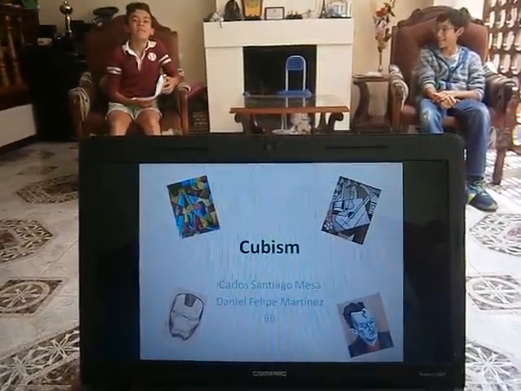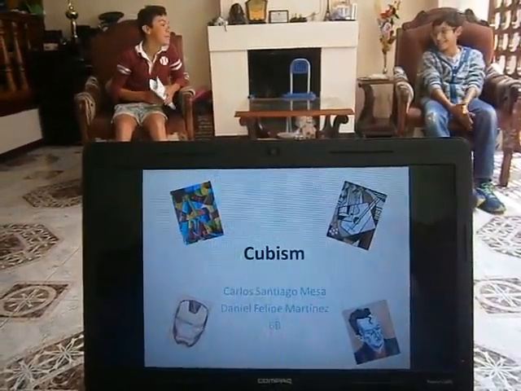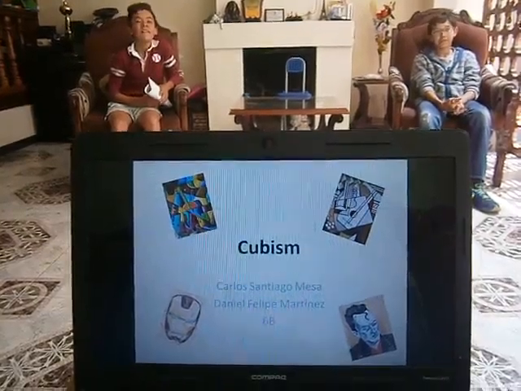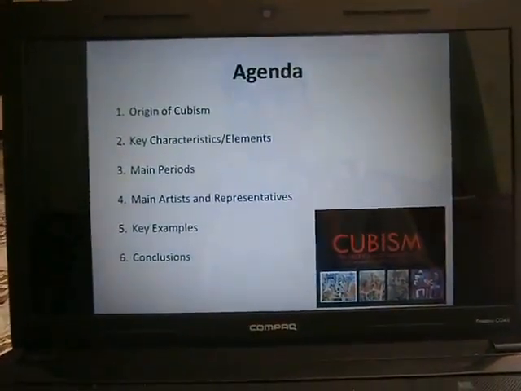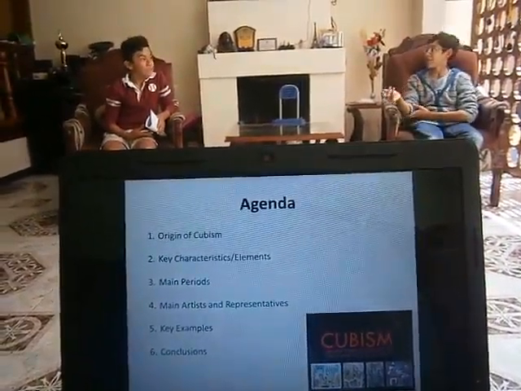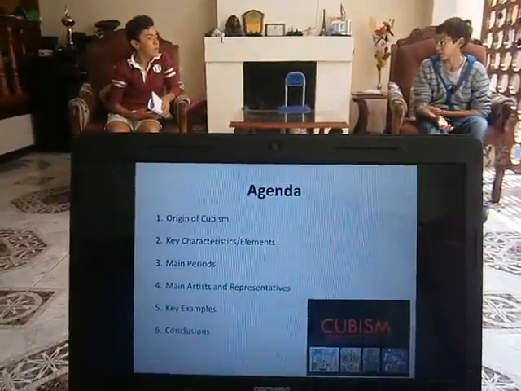For the ones that have forgotten about Cubism, we're going to show you this presentation to remember the good art. This is our agenda. The origin of Cubism. Please tell, when did it start?